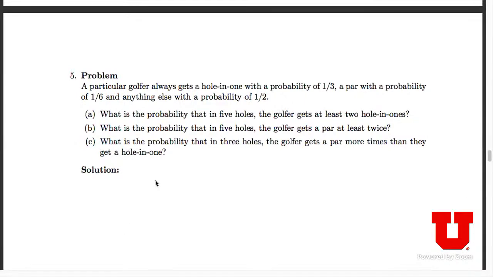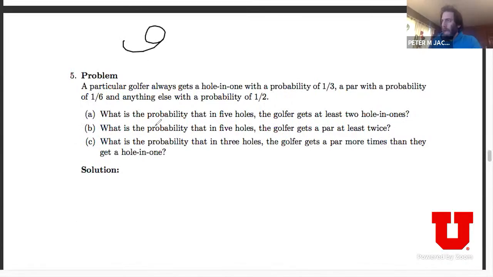Okay, so part A, what is the probability that in 5 holes the golfer gets at least 2 holes in one? By the way, there was a question on Piazza about can a golfer get a hole in one and a par at the same time? And the answer is no. In golf, a hole in one is totally disjoint from getting a par, and that's disjoint from getting any other result. You can only get one score. So what is the probability that in 5 holes the golfer gets at least 2 holes in one?